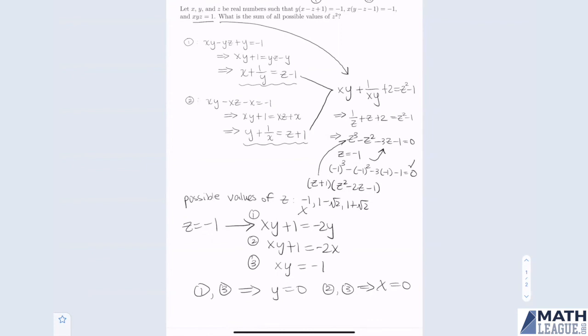However, we can check that z can equal 1 minus root 2 and 1 plus root 2 by doing a similar process and finding that there is no contradiction to those values of z. And so going back to the problem statement, what is the sum of all possible values of z squared? The answer is just going to be 1 minus root 2 squared plus 1 plus root 2 squared, and that gives 6 as the final answer.